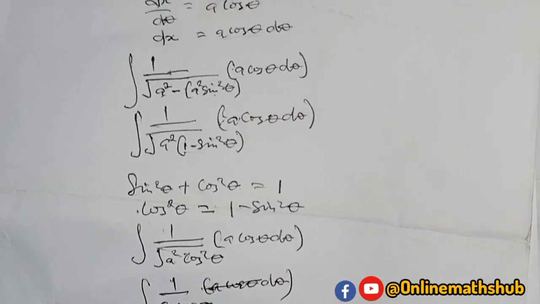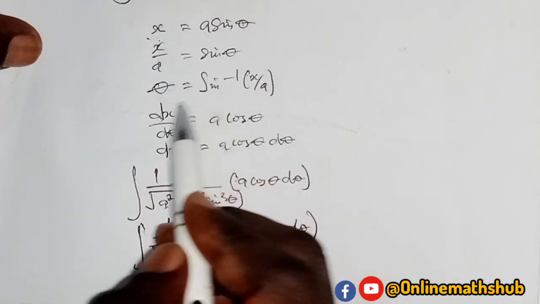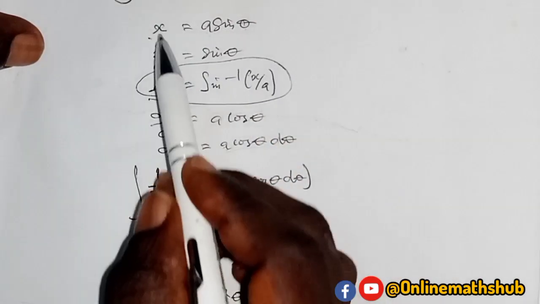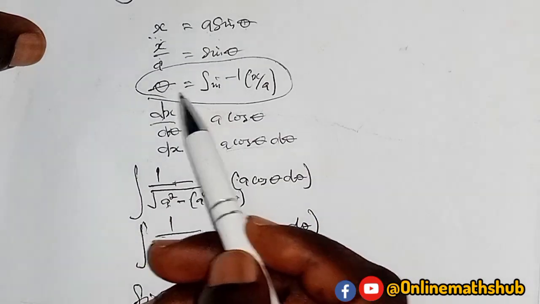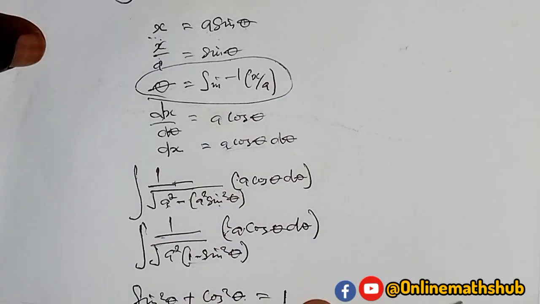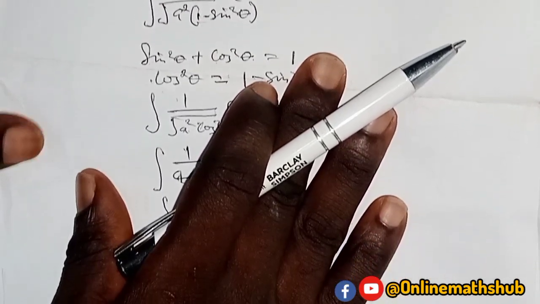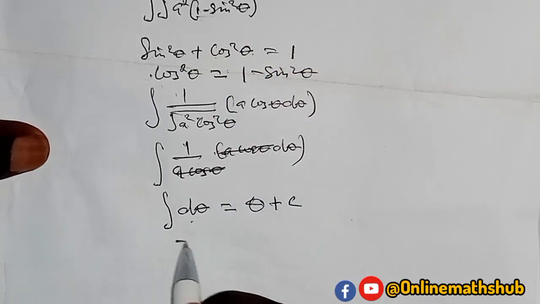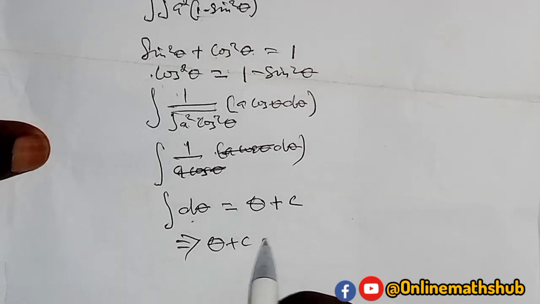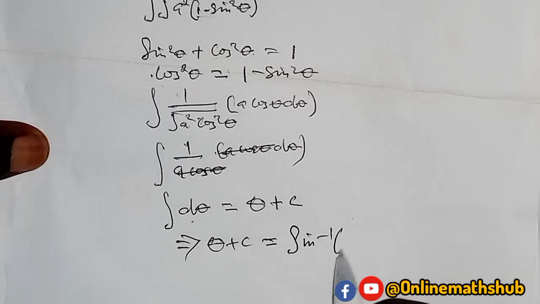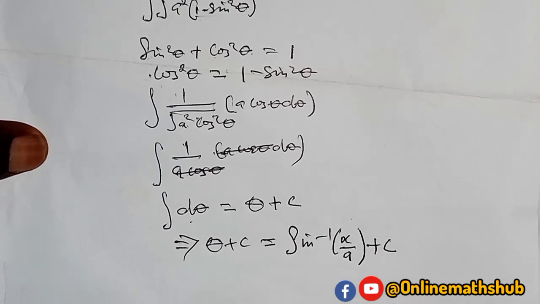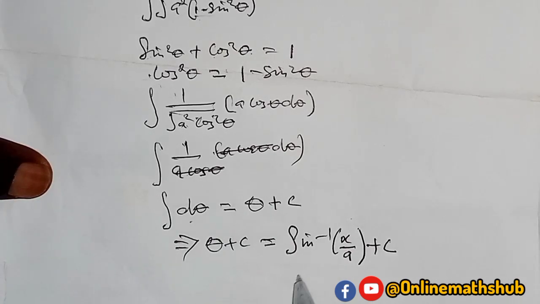But when we started, we set our x to be a sine theta, and we evaluated to get our theta as sine inverse of x divided by a. So I'm going to replace that in the solution I have here. This implies that theta plus c is equal to sine inverse of x divided by a, plus c, and this is going to be our final answer.